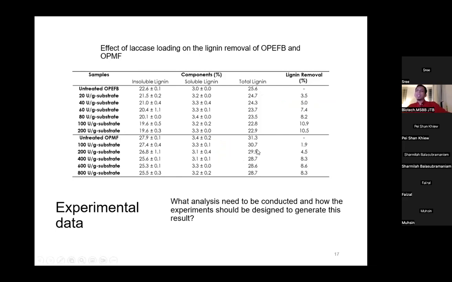All right, so this is an example as well of experimental data, right? There will be a lot of analysis to be conducted, so we need to measure soluble lignin concentration, soluble lignin or total lignin, then this one can be calculated. All right, so these are the manipulated variables that we can use. Okay, this is the next one.